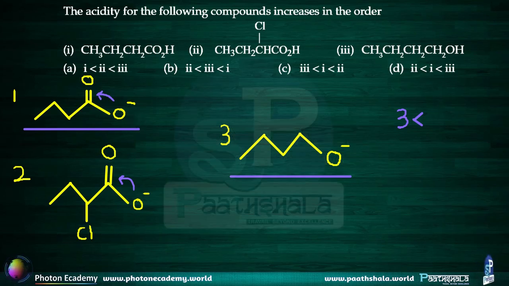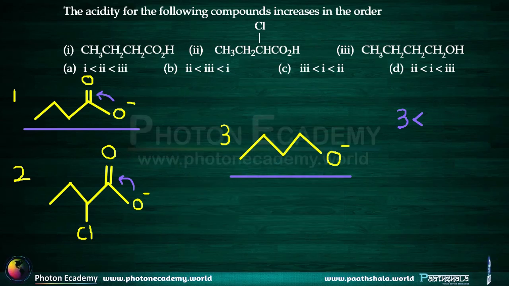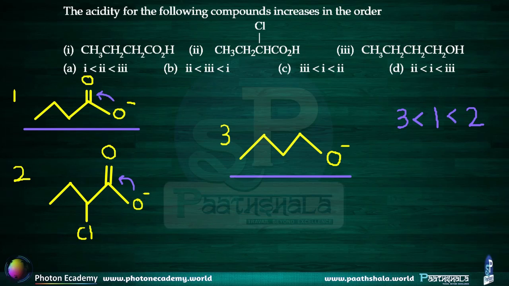Thus, what we can say is that it will increase the stability, and when it increases the stability, it will increase the acidity of the compound. When the stability of the conjugate base is increased, the acidity of the compound will also be increased. Thus, what we are able to say is that the acidity of compound 2 is more than the acidity of compound 1, which is more than the acidity of compound 3. Thus, when you look at the available options, the correct option is option C.